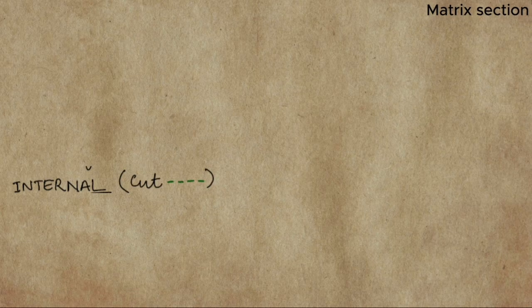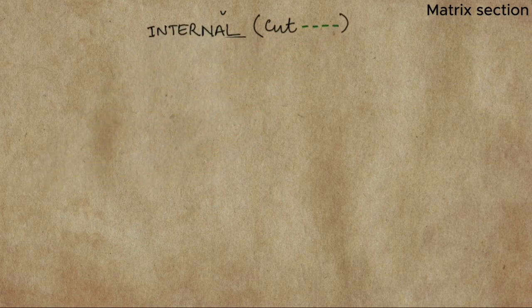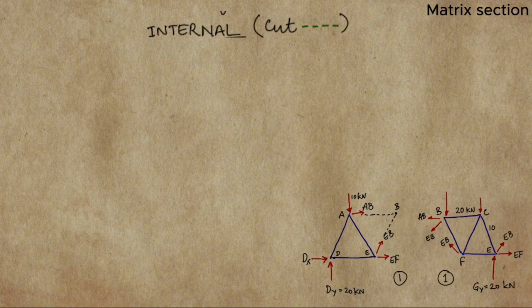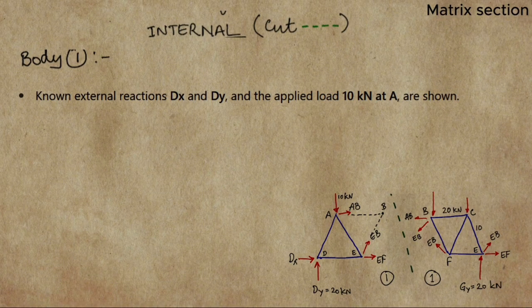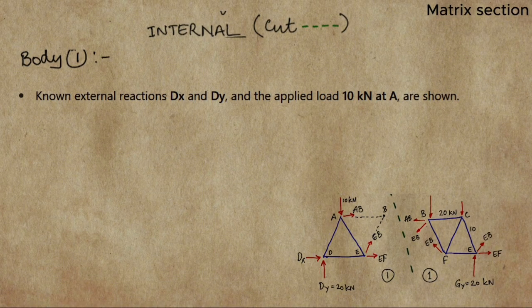Now let's create a cut that has to pass through member EF, and we have two free body diagrams. From the first free body diagram, we know that the reactions at its support are Dx, which is horizontal, and Dy, the vertical reaction, since it is a pin support. But Dx is 0 since no horizontal force is acting on the truss, and Dy is gotten as 20 kN, and the applied load at point A is 10 kN.